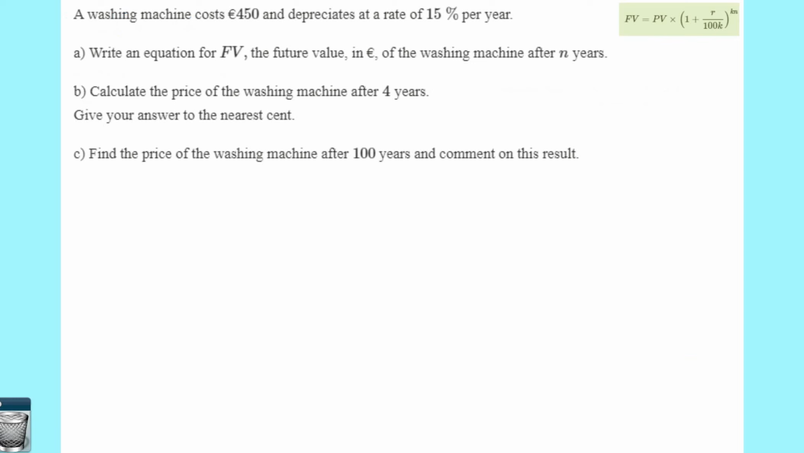Okay, so let's see what I was talking about there. So let's start with the future value. So there we go. Now I got my pen working. Okay. So our future value is just our present value, so 450 times 1 plus our rate.